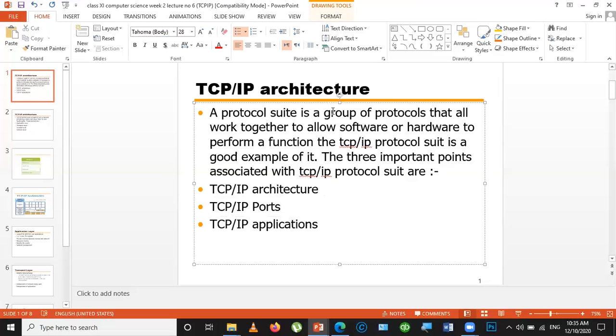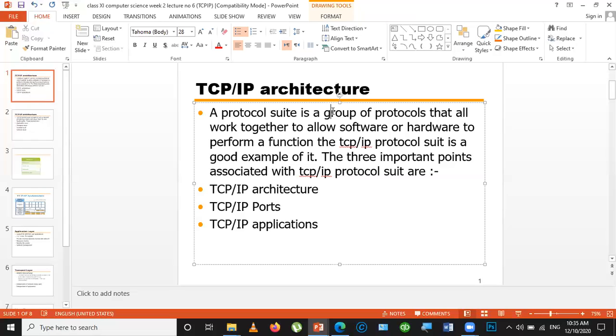So, dear students, as we already know, when we communicate over a network from one device to another device, we need protocols to perform these communication functions between software and hardware. So we have a group of protocols which is called TCP/IP architecture. These protocols are responsible for sharing of data from one location to another, and the communication of data is the main function of the TCP/IP protocol.